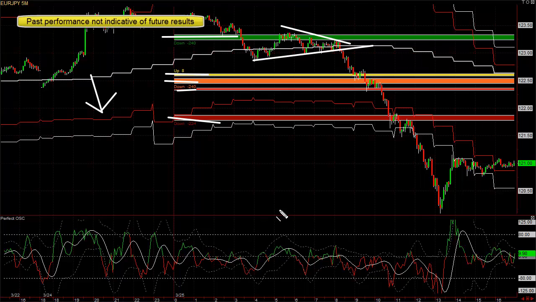Also, one other thing to keep in mind, the perfect oscillator tends to reverse at and near the 80 level. And so if you look on here, you can see it reversed up, kind of went sideways. This one here failed.